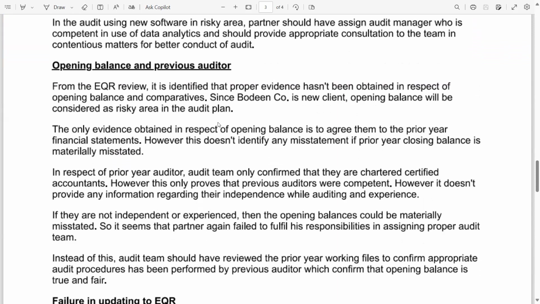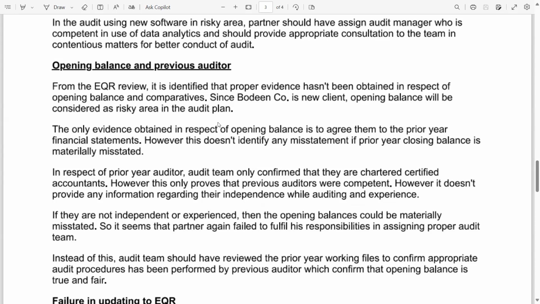From the EQR review, it is identified that proper evidence hasn't been obtained in respect of opening balances and comparatives. Since Bodeen Company is a new client, opening balances will be considered a risky area in the audit plan. Why? Because the last year's audit was performed by another audit firm, and we all know last year's closing balances will be brought forward to the current year's opening balances. So that's why when we are assigned to a new audit client, we also have to confirm the appropriateness of the opening balances as well.